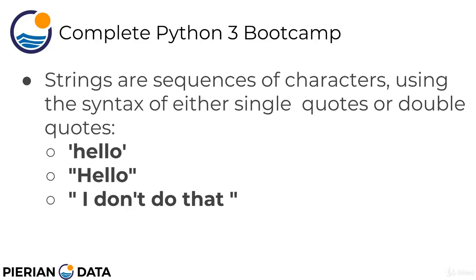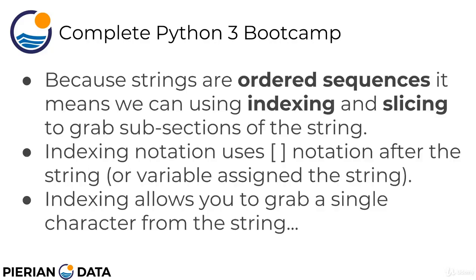First, we have hello with single quotes, then hello with double quotes, and then what's nice about having both options of single quotes or double quotes is that if you have a single quote in your string that you want to keep and not have that end your actual string, you can wrap it in the other type of quote, such as double quotes or vice versa. So here we can see "I don't do that" has a single quote in there, but we don't want that single quote to suddenly end the string, so we can wrap the whole thing in double quotes. And we'll see an example of that later on in the Jupyter Notebook.